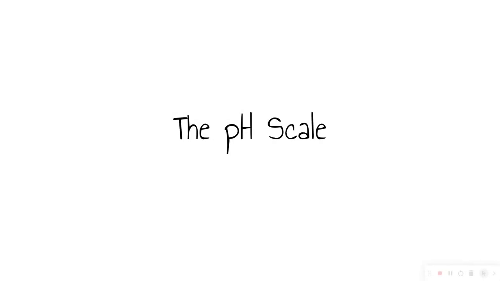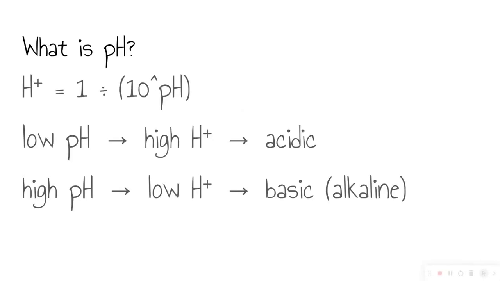In this video, we're going to talk about the pH scale. So first, let's talk about what pH is. When we talk about pH, we're talking about the concentration of hydrogen ions. And remember, a hydrogen ion is just a single proton. So we're talking about the concentration of hydrogen ions in a solution, and we're going to measure this in moles per liter.